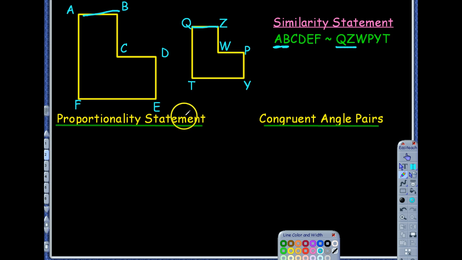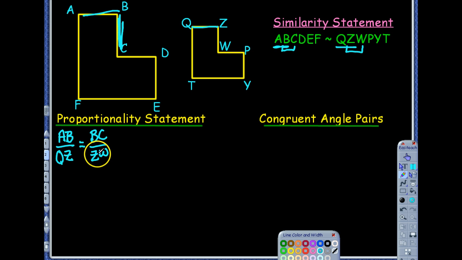Proportionality statement. We just said segment AB corresponds to segment QZ. So that's the very first thing we're going to write: segment AB and QZ make a ratio that should be the same ratio as all the other corresponding parts. So this ratio should equal what other ratio? Give me another set of sides. BC to ZW, and I could call that CB and WZ. We're not talking about, like in the last chapter, making sure certain points matched up with reflections, because we're not mapping these.